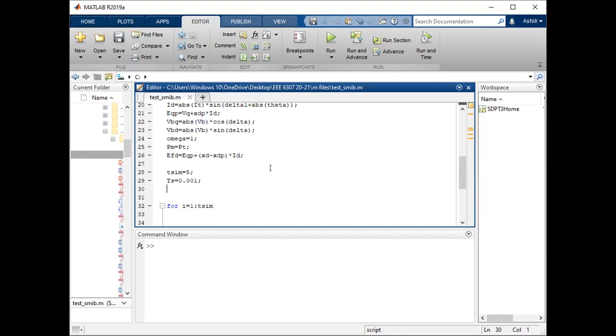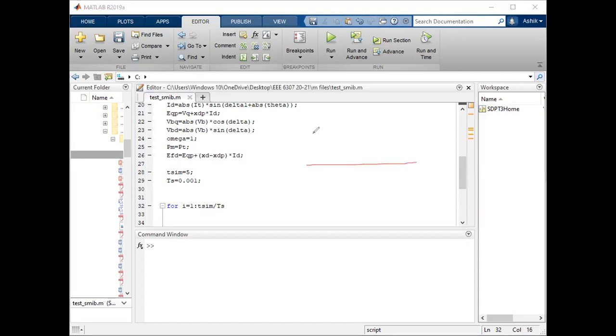So tsim and ts is done. Now actually it should be tsim by ts. That is because I is the index. I will give you the data points like this. So if this is your tsim, and this is, let's say, any one of the variables, let's say delta, I gives you how many data points you are going to take.